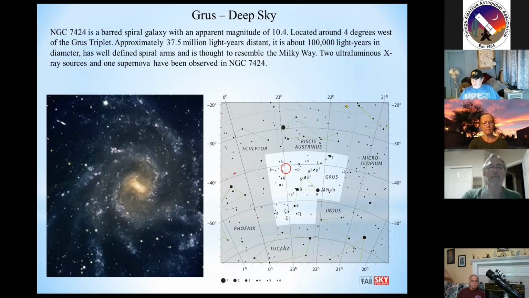And that's it for Grus. Any questions on Grus? I take it the X-ray sources observed were black holes or a neutron star?